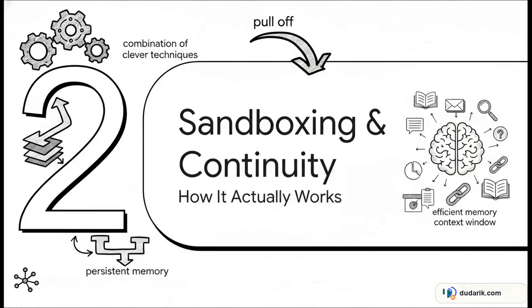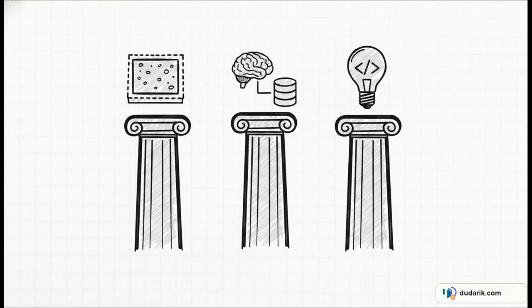So how does it actually pull this off? Well, it's not just one single magic trick. It's actually a really clever combination of techniques that work together to give the AI a persistent, super efficient memory. When you dig into the documentation, it all comes down to three core pillars. First, there's aggressive context saving through sandboxing. Second, you have session continuity, which is handled by a knowledge base. And third, there's a really important shift in strategy called the think-in-code paradigm.